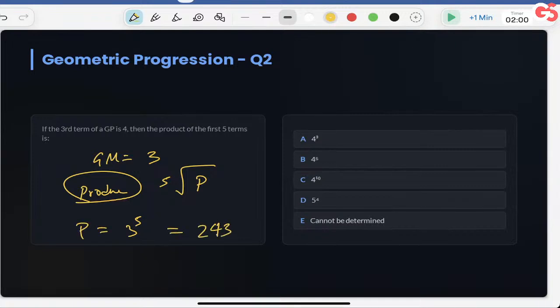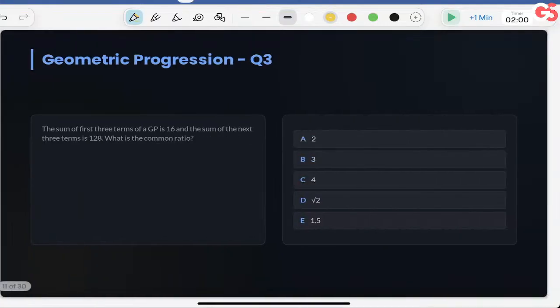3 की power 5 directly बोला हुआ है. 4 है यार, 3 नहीं, मैं क्यों ऐसा कर रहा हूँ. 4 की power 5 is the answer. We'll go for option B. I think all of you have done it right. Okay. The next one.